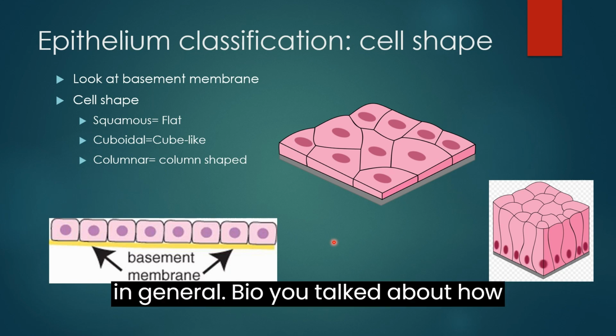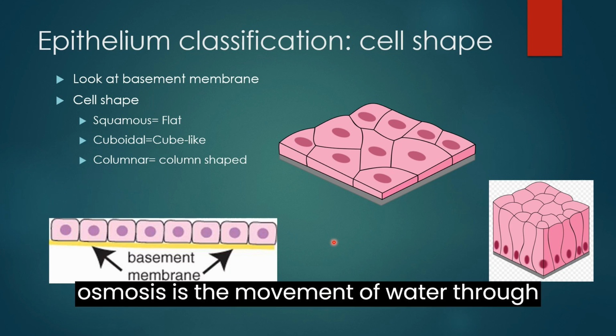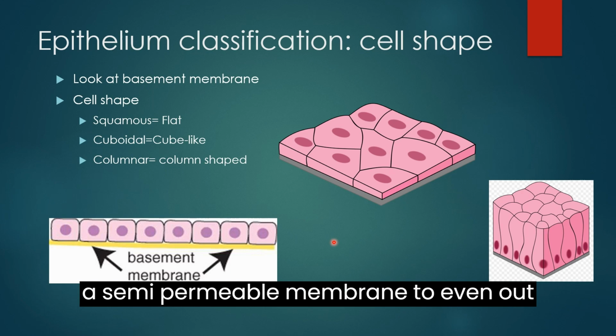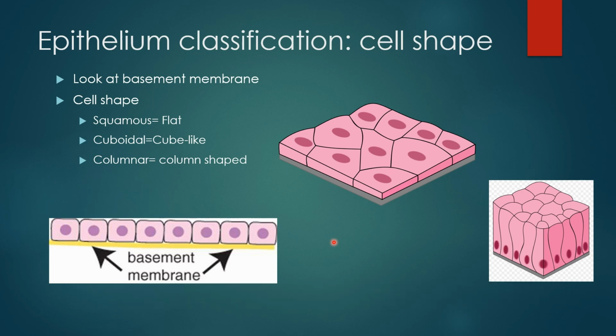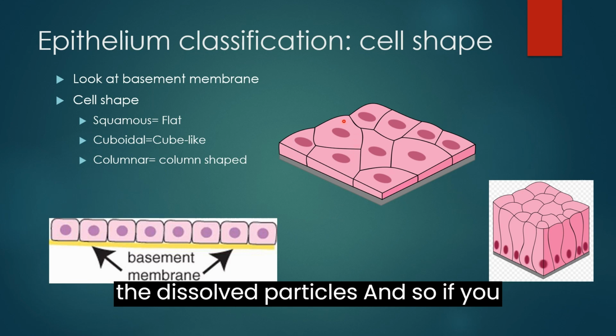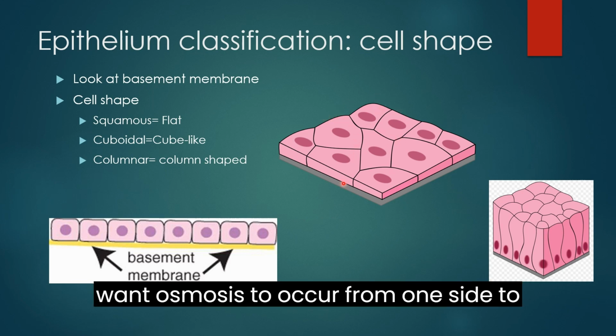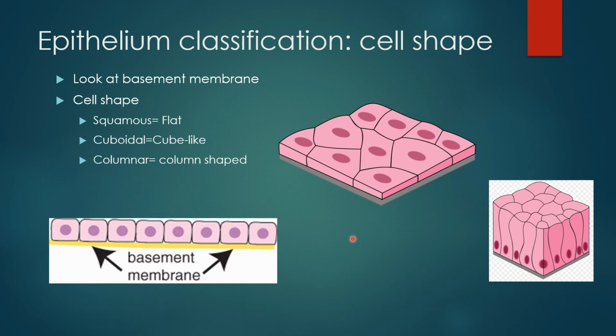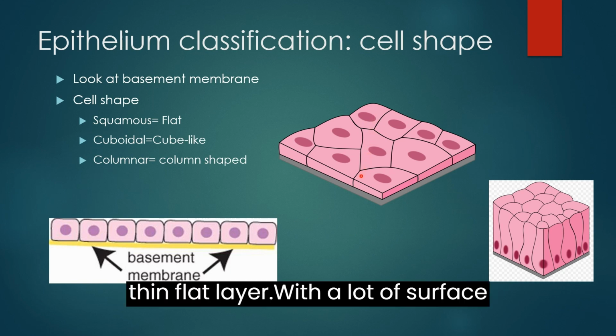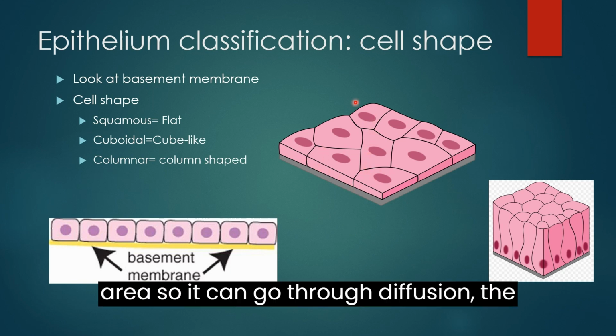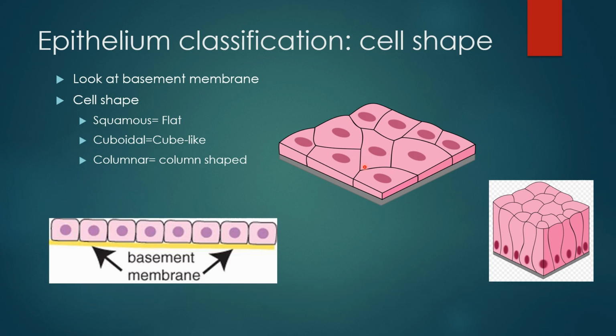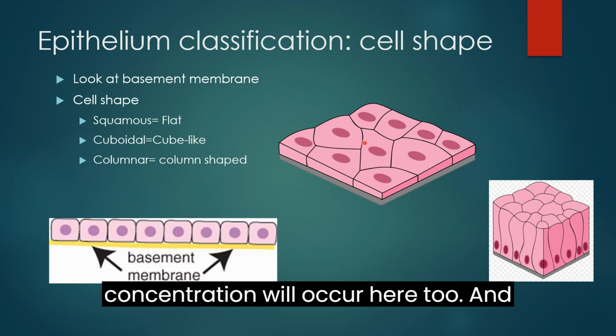In general bio, you talked about how osmosis is the movement of water through a semi-permeable membrane to even out the dissolved particles. And so if you want osmosis to occur from one side to the other, so from the top layer here through this, you're going to need a thin flat layer with a lot of surface area so it can go through. Diffusion, the movement of molecules from high to low concentration, will occur here too.